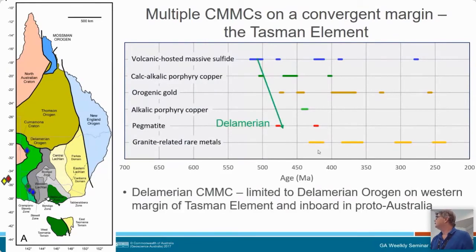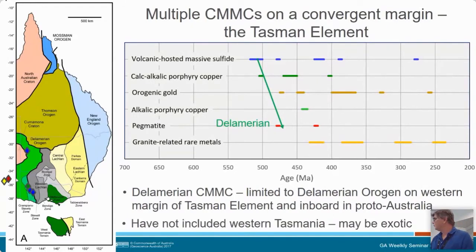So if we start at the early part, we're going to look in the Delamerian, which is shown here in the greens. And the deposits are either hosted or associated with the Delamerian. And we can see that you have a VHMS deposit to start with, shown here. And then you have an alkalic porphyry copper deposit through here. And then you go to pegmatite deposits with the orogenic gold deposit somewhere kind of in between. So it suggests that there's one CMMC associated with the Delamerian orogen.